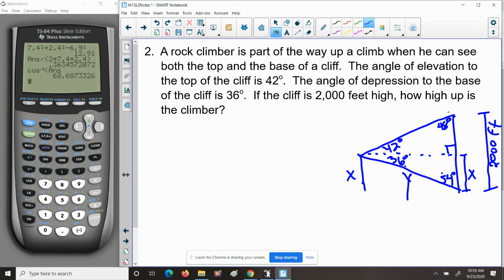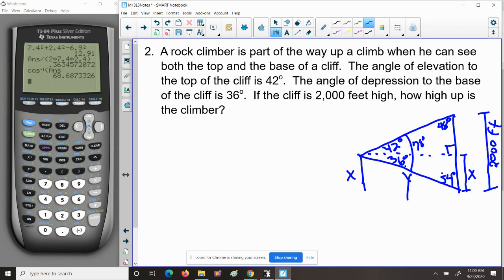Y is across from the angle of 48 degrees. We have 2,000, which is this entire piece. And then we could find this total angle if we added these two angles together. So 36 plus 42 would give us 78. So that angle is 78 degrees. So let's try setting up law of sines.